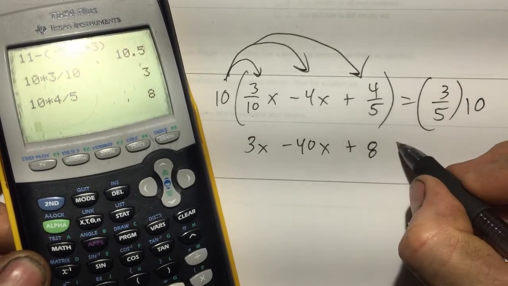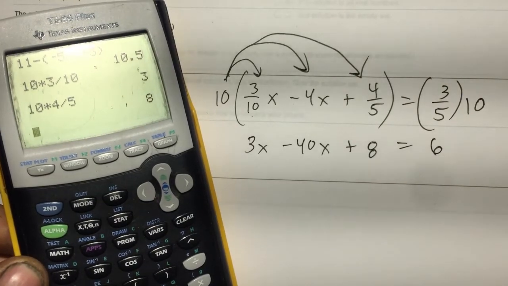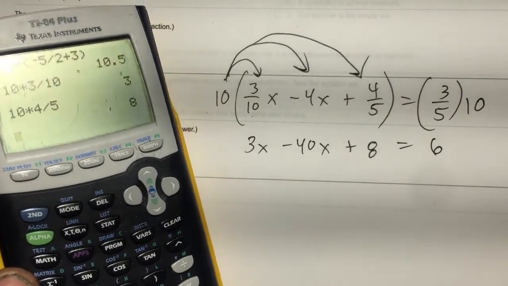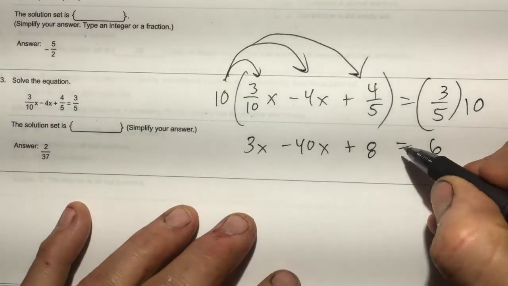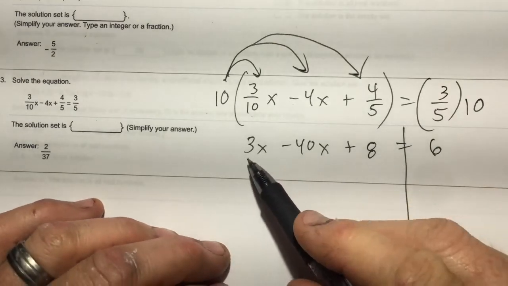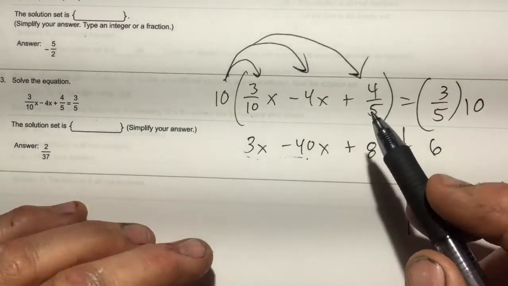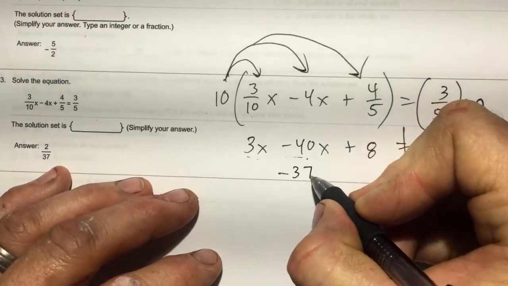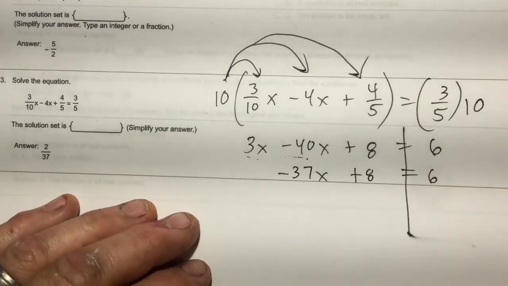Okay. Over here, 10 times 3/5 is going to be 6. I just did that one in my head. All right, and now there's no fractions. Good deal. Now here's my equals. So on this side, it looks like we got like terms right there. 3x minus 40x is negative 37x plus 8 equals 6.